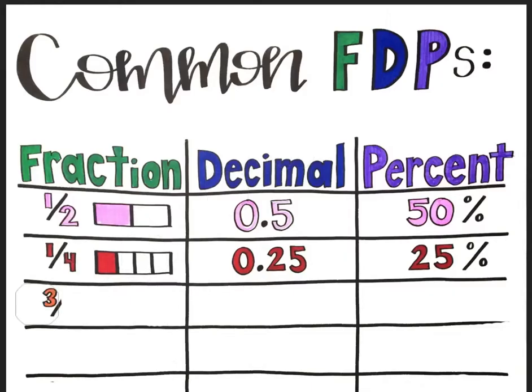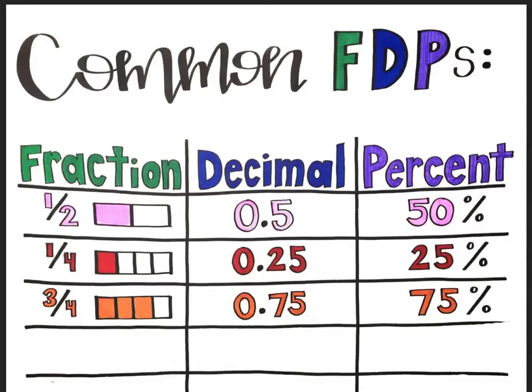So the next one we're going to look at is 3/4. Notice that we can, again, shade in 3 of 4 pieces of a whole. 3/4 is equivalent to 0.75, and the percent equivalent value would be 75%, 75 for every 100.